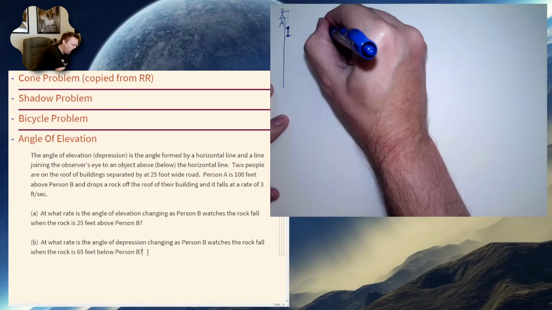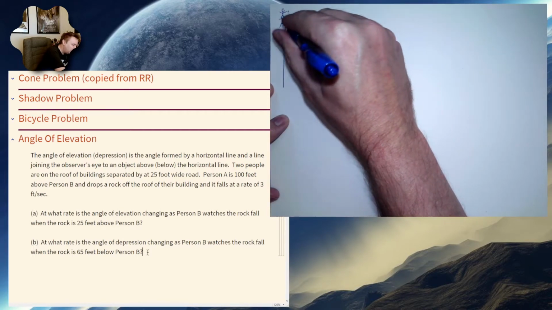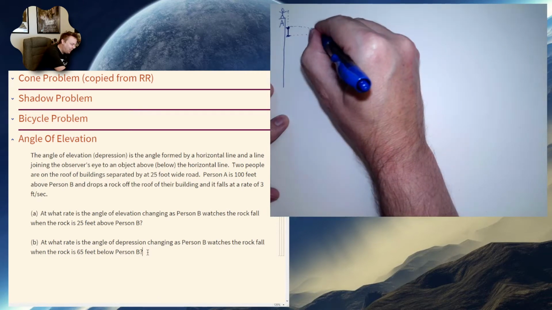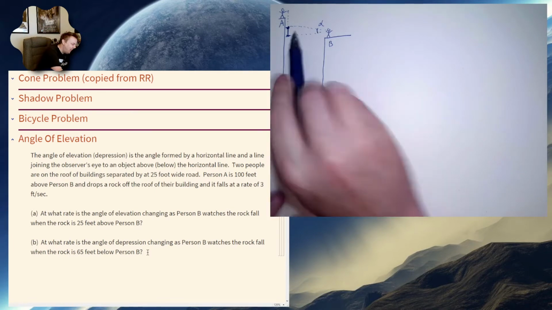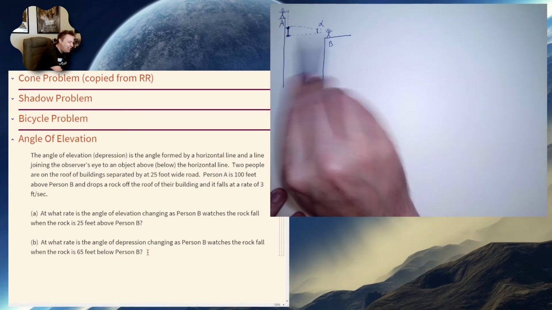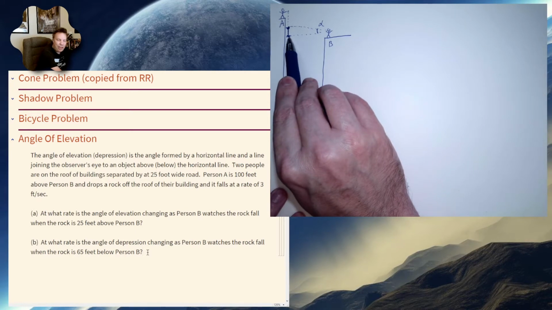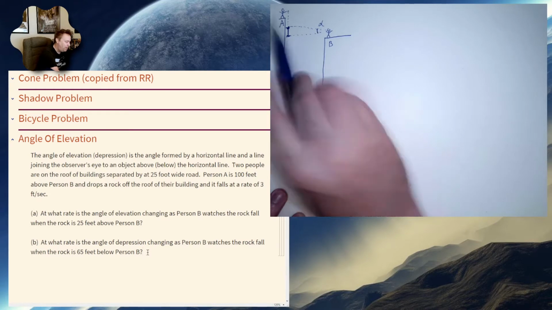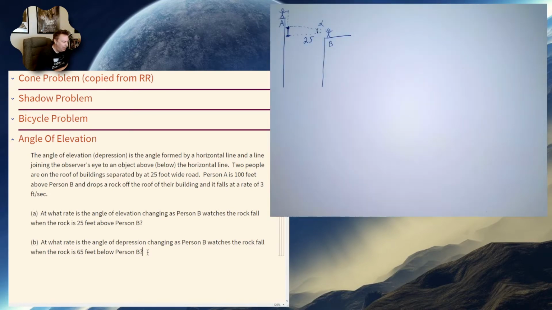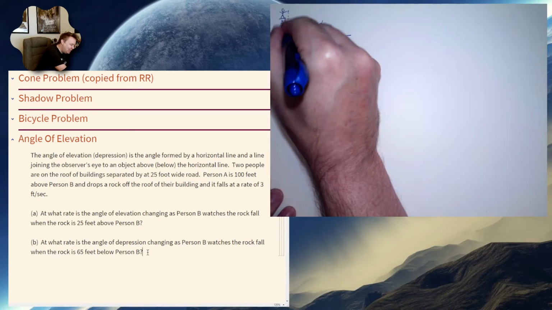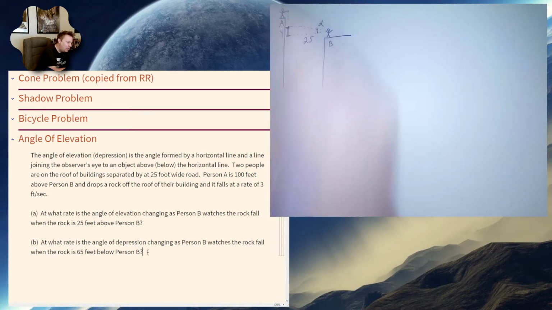So what I want to do is look at this angle that's right in here, and I'm going to call it angle alpha. So what do I know about this? This distance from here to here, and yes, I'm drawing the rock a little bit away from the building, but essentially it's going to go right down the side of it. This distance right here is always going to stay at 25. And this distance here is going to change, so I'm going to call that y.